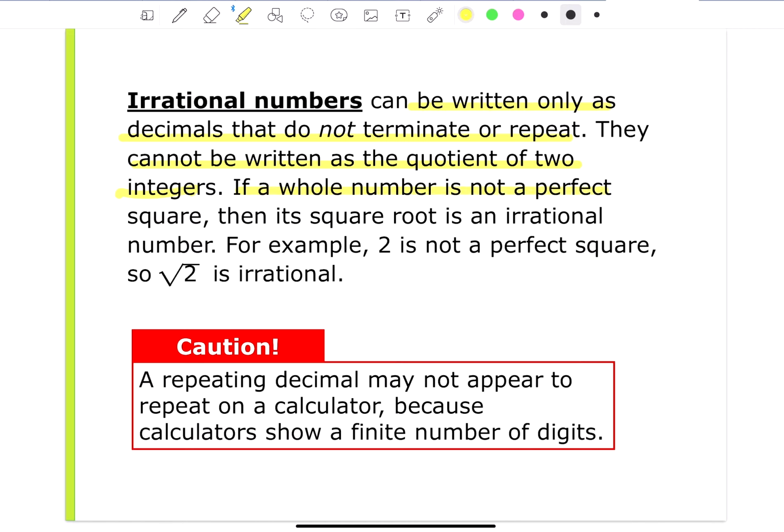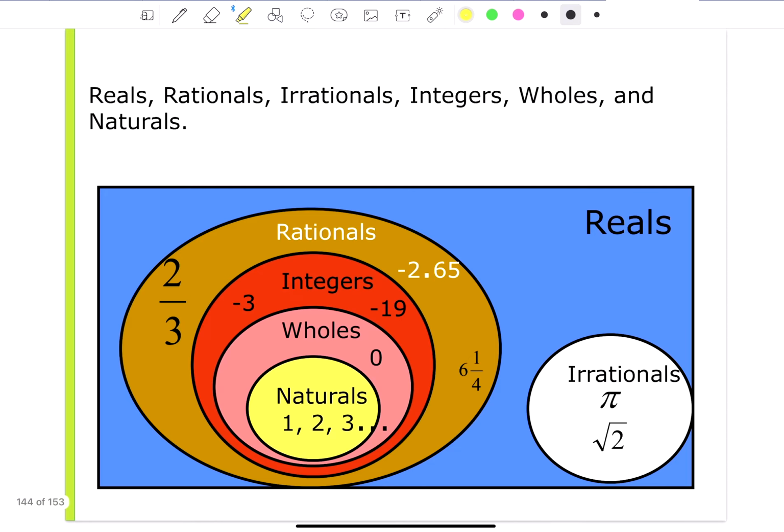If a whole number is not a perfect square, then its square root is an irrational number. For example, 2 is not a perfect square. The square root of 2 is an irrational number because the square root of 2 is a non-terminating, non-repeating decimal. Your calculator may not show repeating decimals because it only shows a limited number of digits.